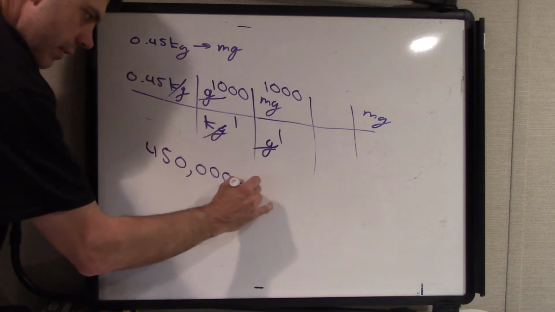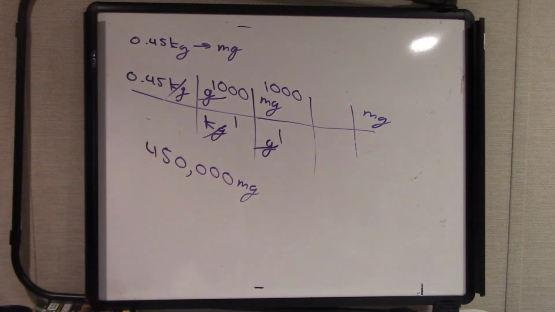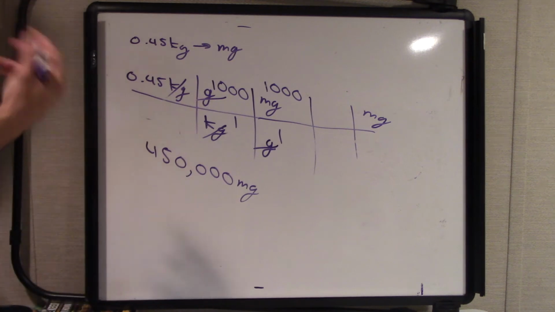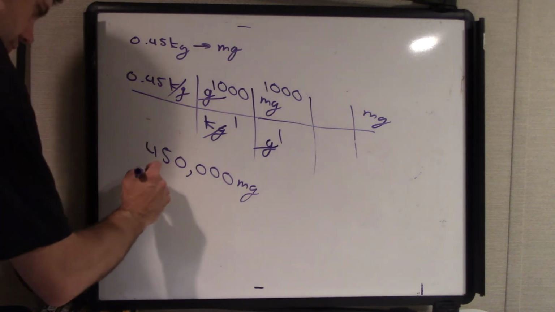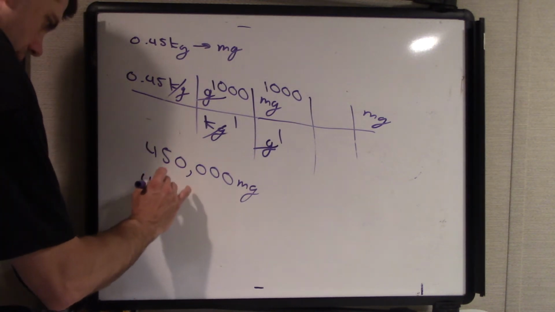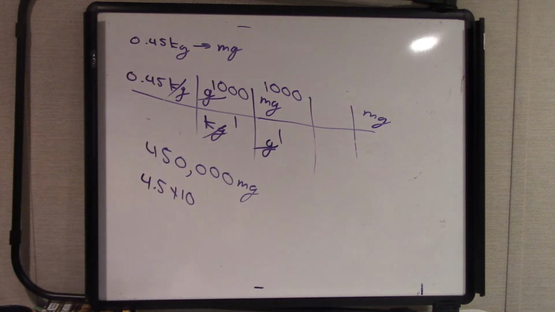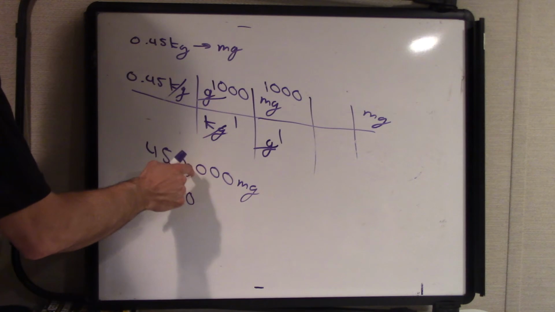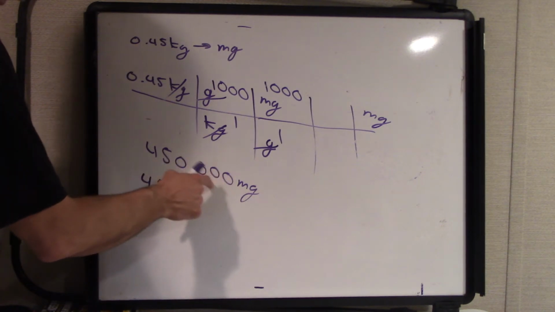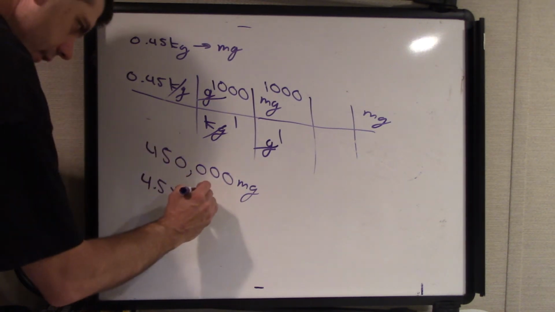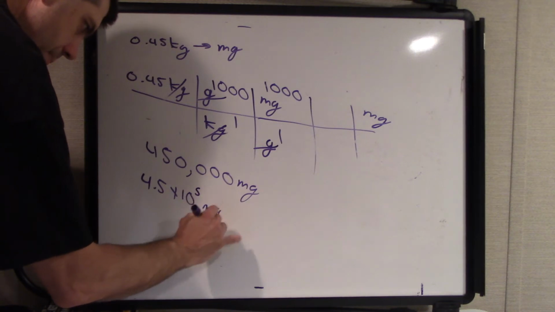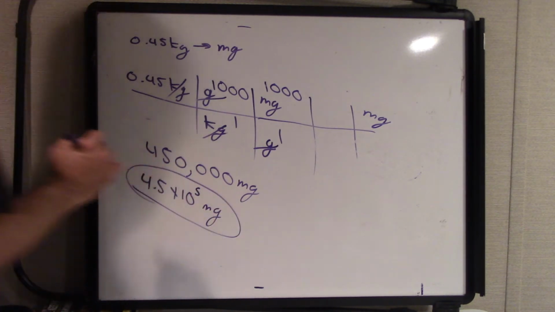450,000 milligrams. If you cared about representing this in correct significant figures, well, you'd only get 2. You'd have to use scientific notation for that. You would get 4.5 times 10 to the 5th milligrams for that final answer.